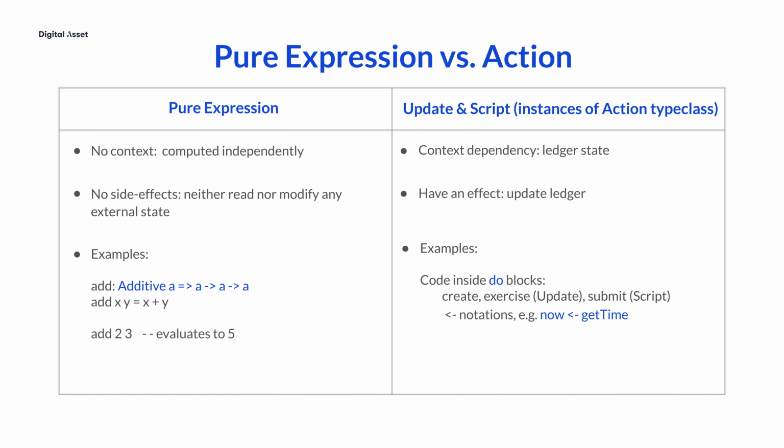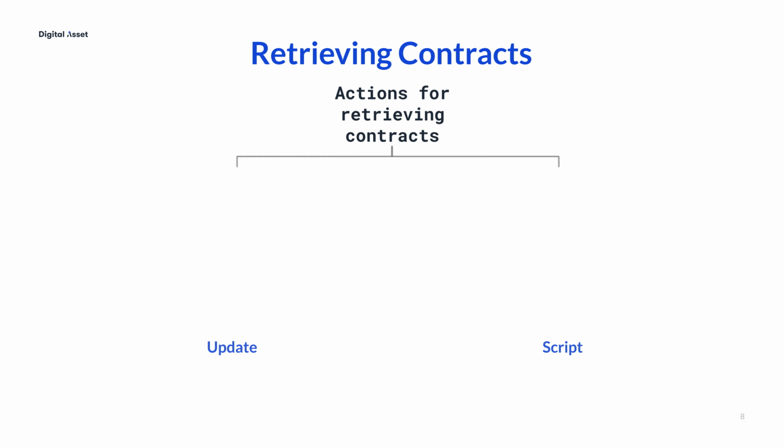Use the left arrow notation to bind the result of the action on the right side to the variable on the left side. Using update and script, in addition to creating a contract and submitting a transaction to a ledger, you can also retrieve data from the ledger.